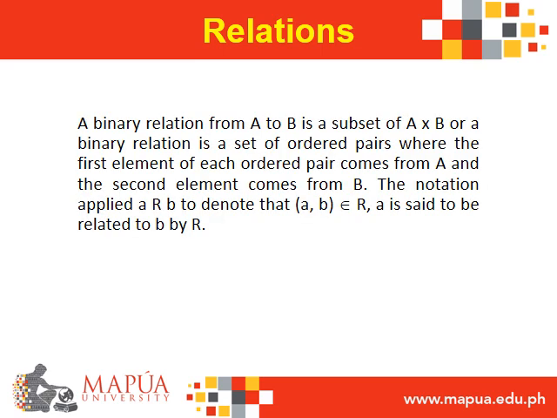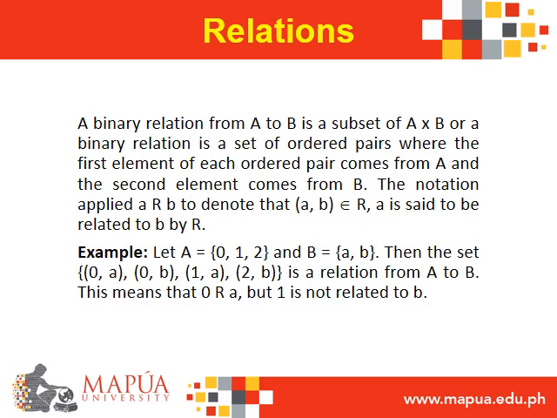A binary relation from A to B implies a subset of A times B, whereby the ordered pairs of your particular relation go from set A to set B. Hence, it's often denoted by this given notation, which is basically an element of your relation. For example, let's say set A contains 0, 1, and 2, and set B contains a and b. Therefore, the relation from A to B may be the following ordered pairs: (0, a), (0, b), (1, a), (2, b).